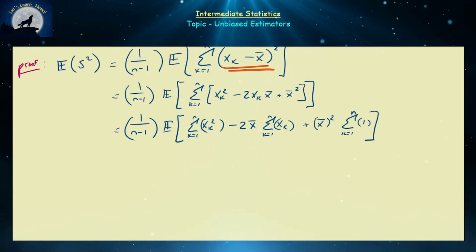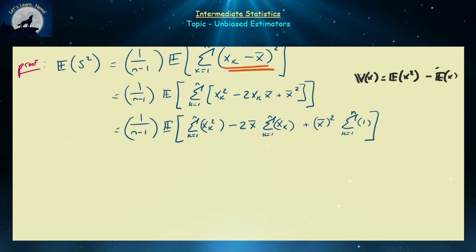And then we work this out to the best of our ability. Recall that the variance of x is equal to the second moment minus the mean squared. So we can take advantage of that in this particular statement. Do you see where we can use it?